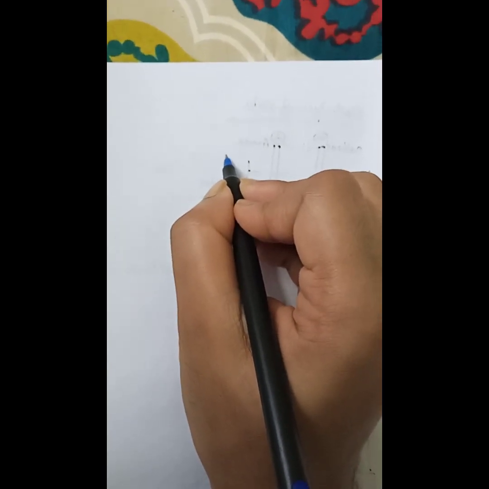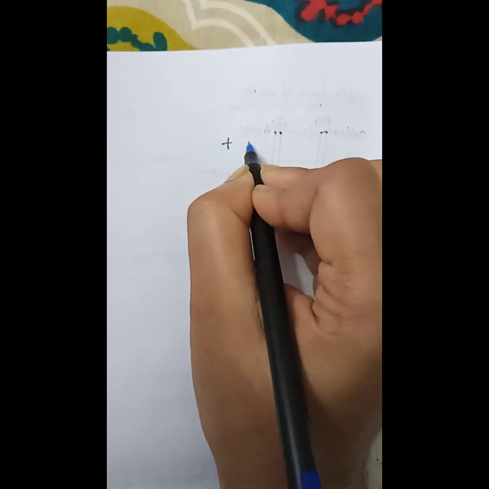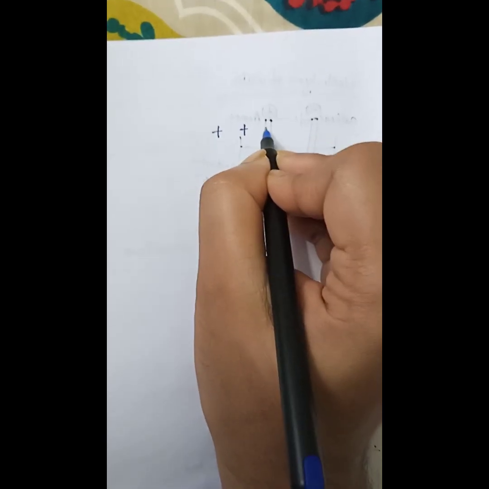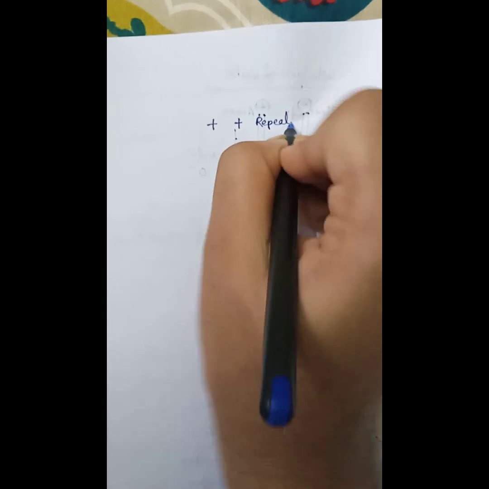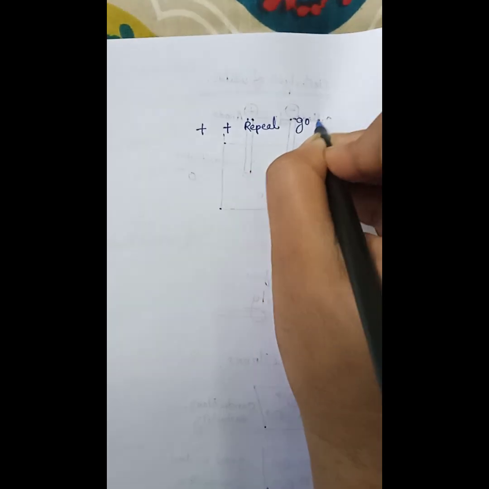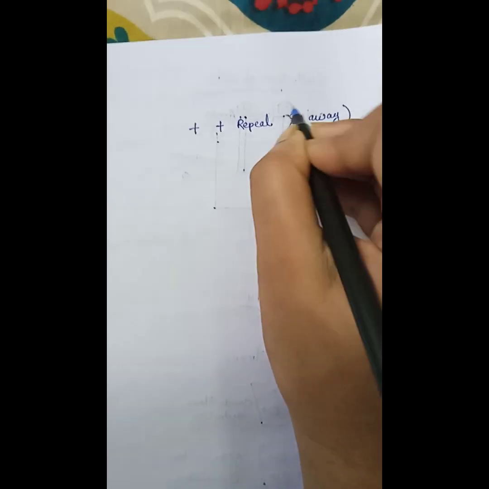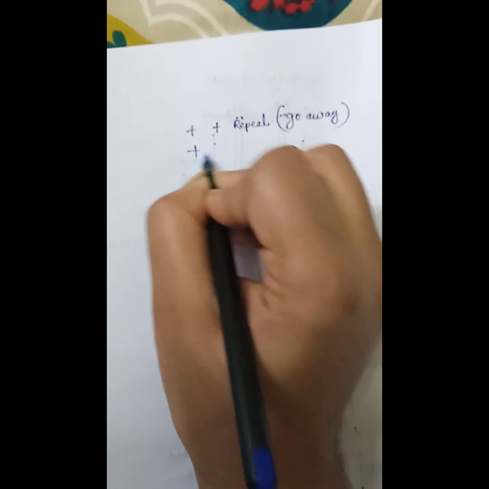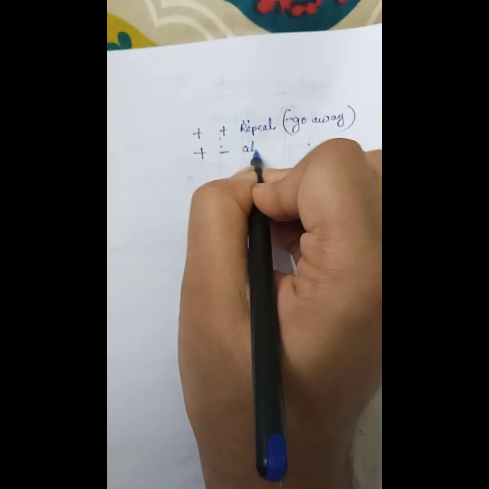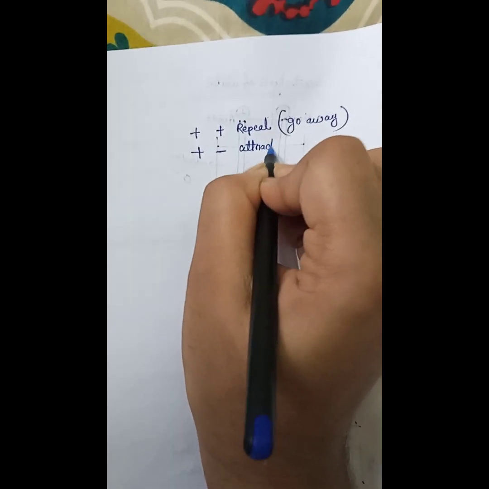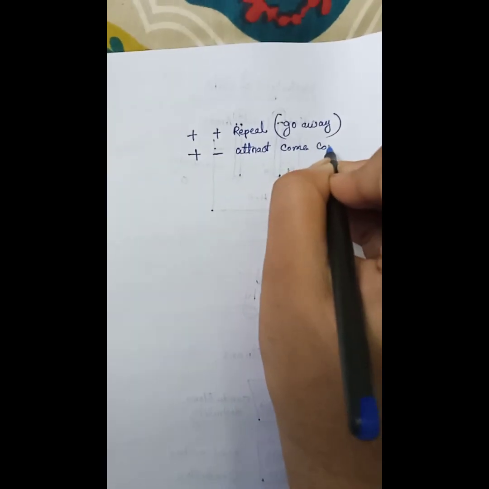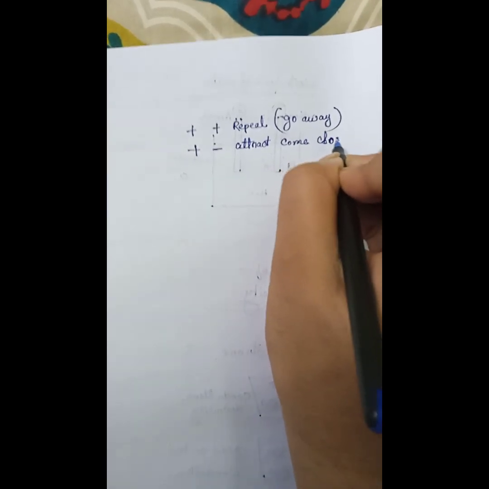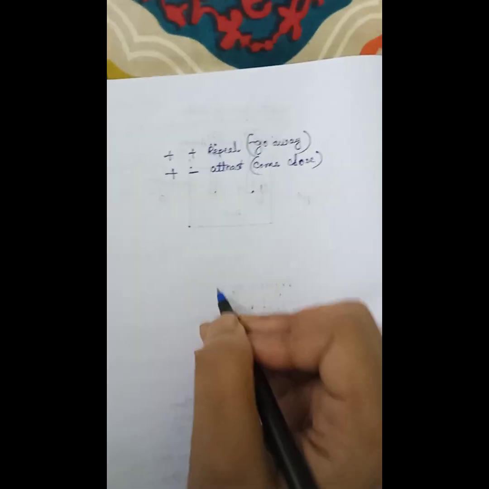We know that like charges, whether plus plus or minus minus, repel, that means they go away from each other. Whereas the negative and the positive charge, that means unlike charges, attract. That means they come close. So like charges repel and unlike charges attract each other.